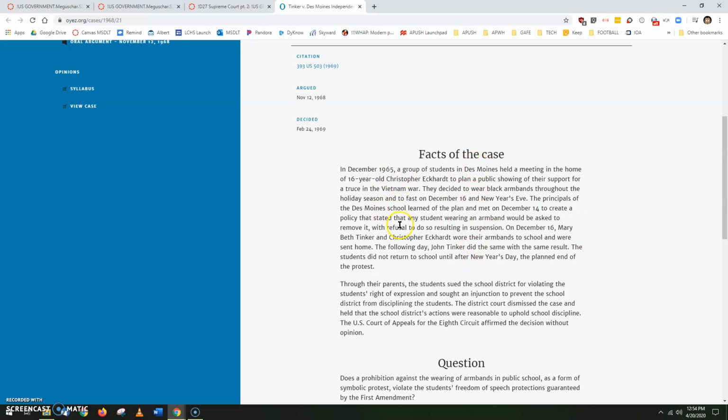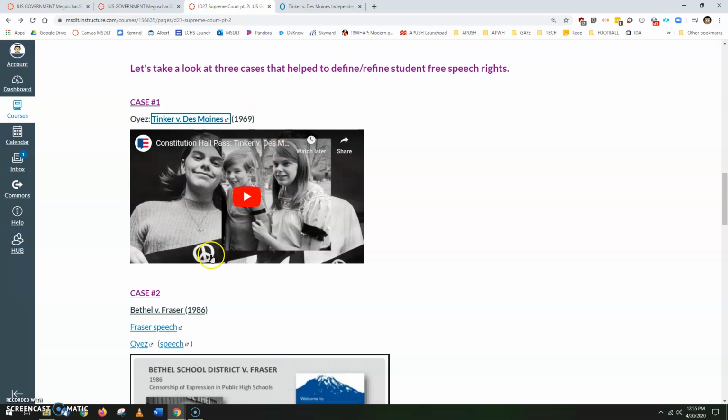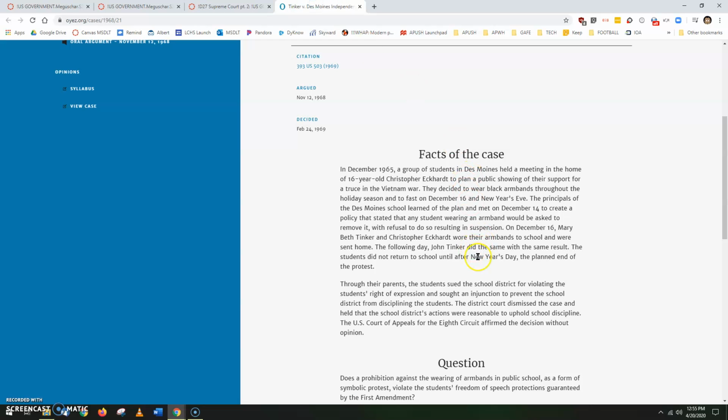You have these 2 people. You have Christopher Eckert planning a public showing of support for a truce in Vietnam. He's joined by Mary Beth Tinker and later John Tinker. They wear black armbands to school. You can kind of see this. They wore these black armbands, and so they were protesting against the Vietnam War. But they wore them to school. Can they wear them to school?